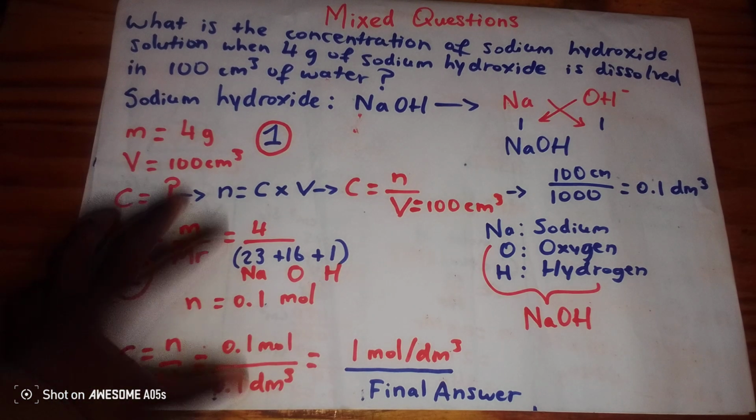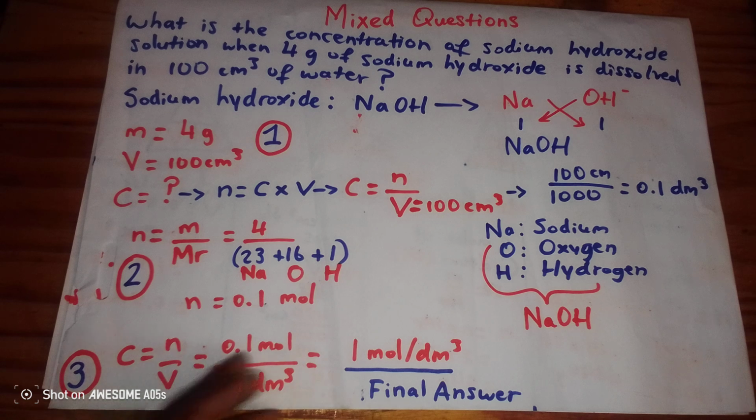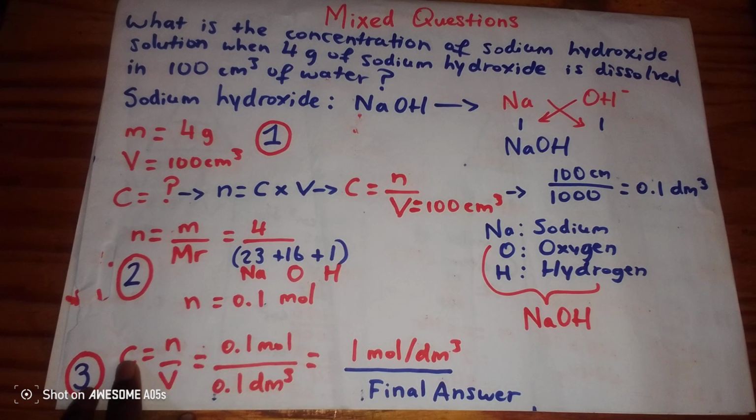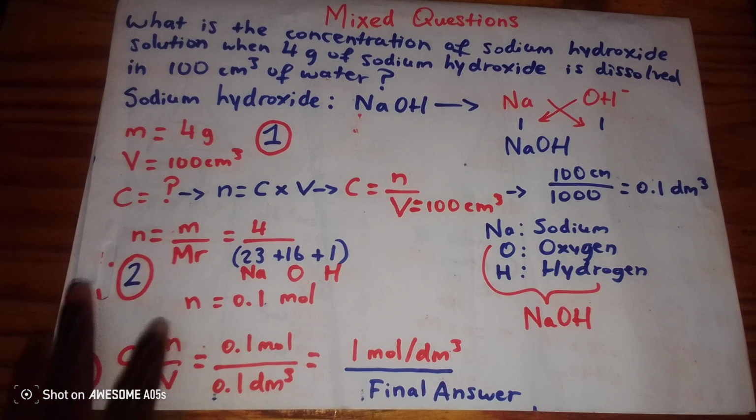If you didn't catch this one, watch the previous video. So 0.1 divided by 0.1 gives us 1 mole per cubic decimeter, which is our final answer for concentration. So that's how we found the concentration.